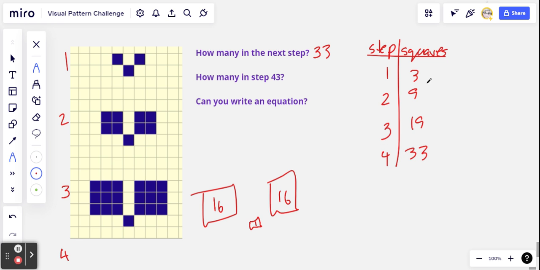So let's take a look at the differences here. So this is 6, and then this is 10. And let's see, this is 14, right? Because 4 would get you to 23, and then 10 more. So we're not getting a constant in this first set of differences. So we know it's not a linear pattern. Let's take a look at the second set of differences. So 10 minus 6 is 4, and 14 minus 10 is 4. We do get a constant there.